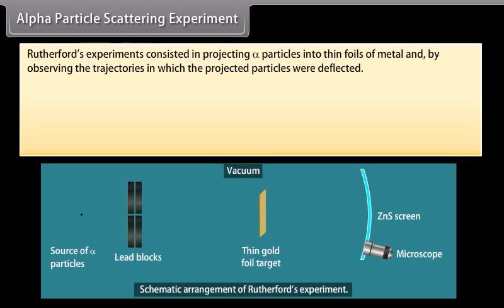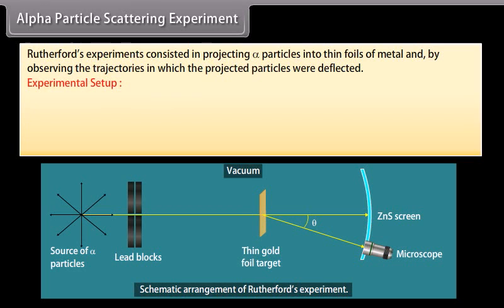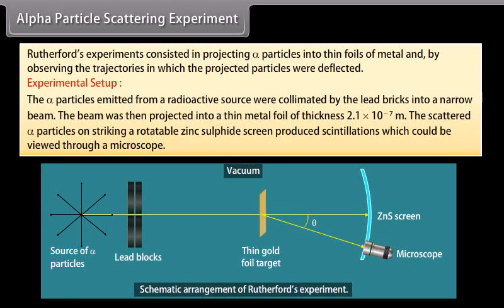Alpha particle scattering experiment. Rutherford's experiments consisted in projecting alpha particles into thin foils of metal and observing the trajectories in which the projected particles were deflected. Experimental setup. The alpha particles emitted from a radioactive source were collimated by the lead bricks into a narrow beam. The beam was then projected into a thin metal foil of thickness 2.1 times 10 raised to the power minus 7 meter. The scattered alpha particles on striking a rotatable zinc sulfide screen produced scintillations which could be viewed through a microscope.